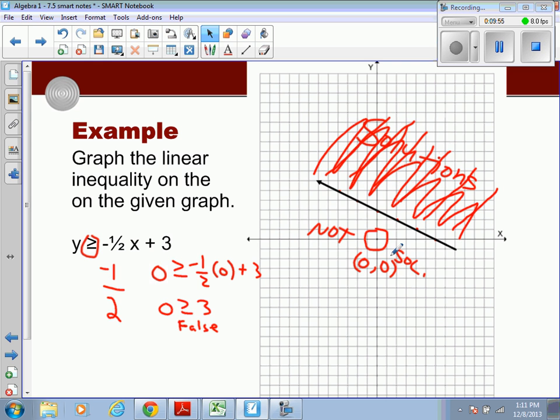Now, picking a point to test is always acceptable. But again, if it's in slope-intercept form, we believe that it's just easiest if we look and read greater than, shade above, less than, shade below.